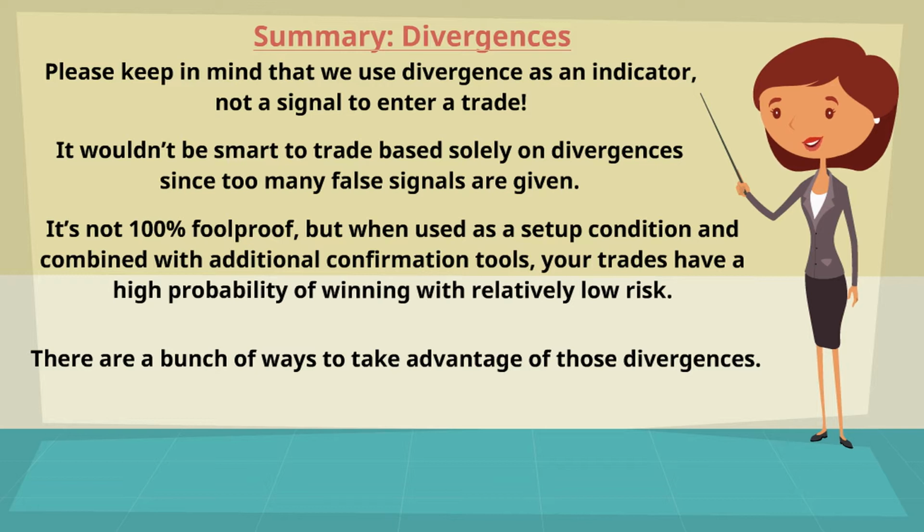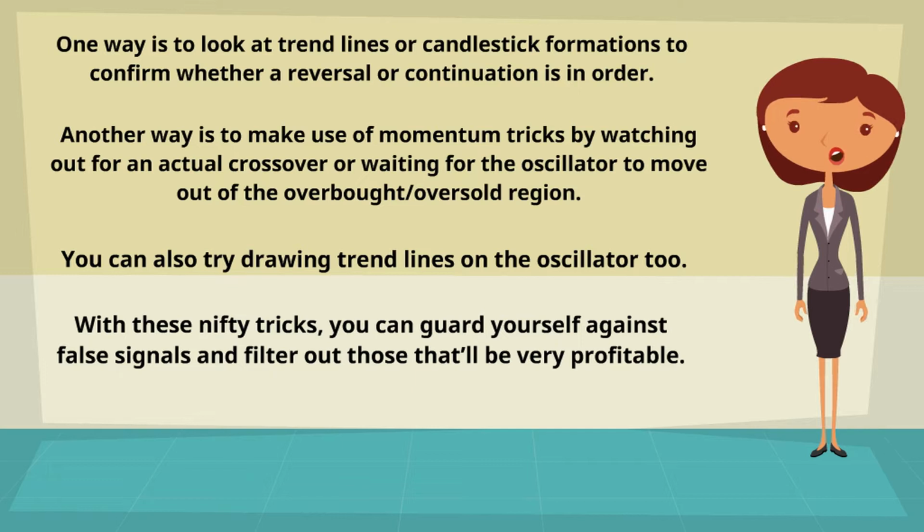There are a bunch of ways to take advantage of those divergences. One way is to look at trend lines or candlestick formations to confirm whether a reversal or continuation is in order. Another way is to make use of momentum tricks by watching out for an actual crossover or waiting for the oscillator to move out of the overbought or oversold region. You can also try drawing trend lines on the oscillator too. With these nifty tricks, you can guard yourself against false signals and filter out those that'll be very profitable.